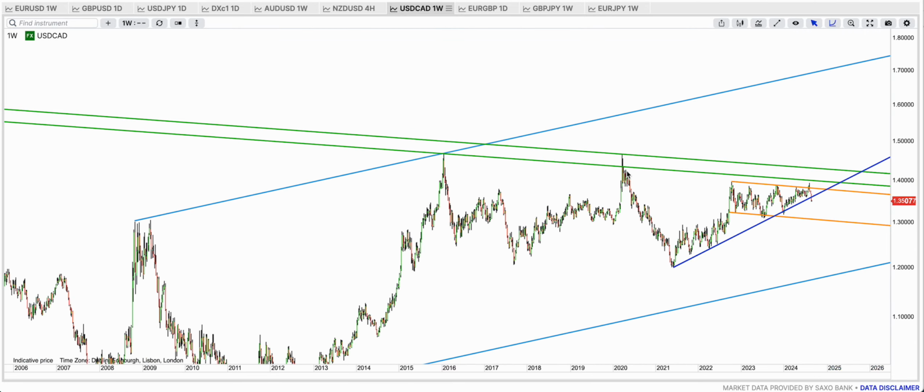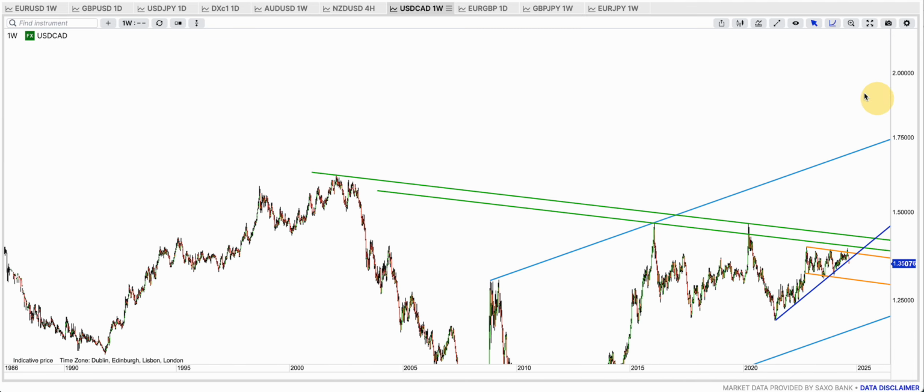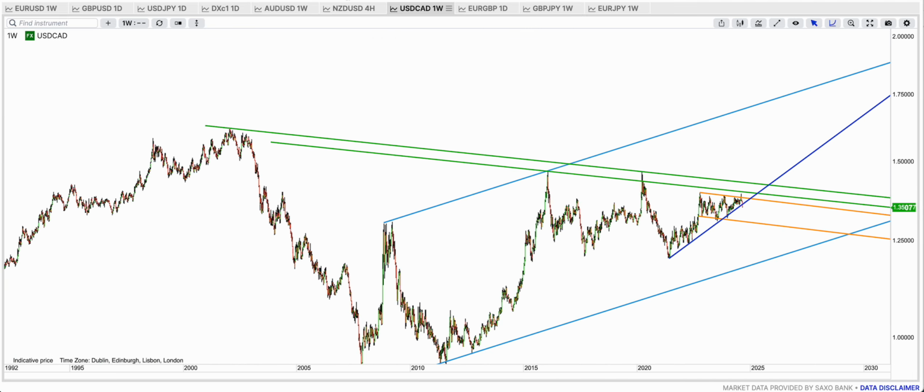Final forex is US dollar CAD. The blue support is broken, and the golden sideways channel failed to break out. The blue support is breaking down. I think we'll have again weakness on the US dollar even for this chart.